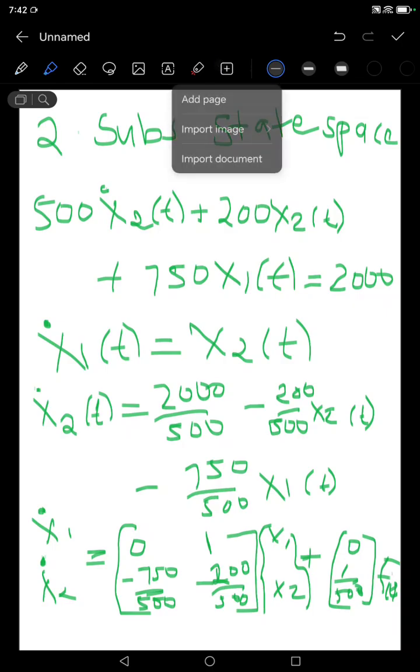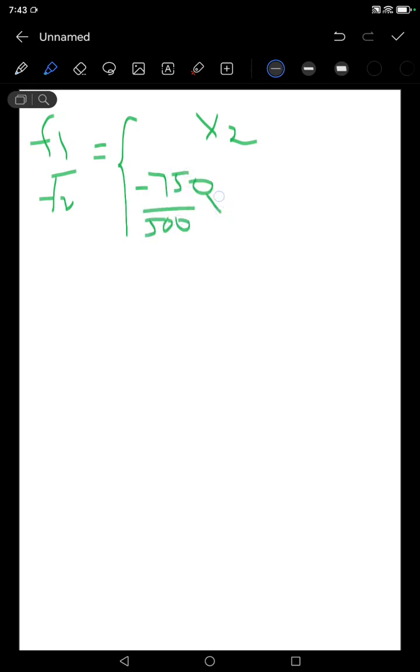Or we can write our equation like the one that is on the notes, like this, where we have F1, F2, where we have x2 here, and then we have minus 750 over 500 for x1. Okay, minus 200 over 500 x2. So here on the first equation we don't have x1, and then we have x2, and then here we don't have the force, and then here we have the force, which is positive 2000 over 500, like this. We can write our equation like this. Okay, still the same thing.